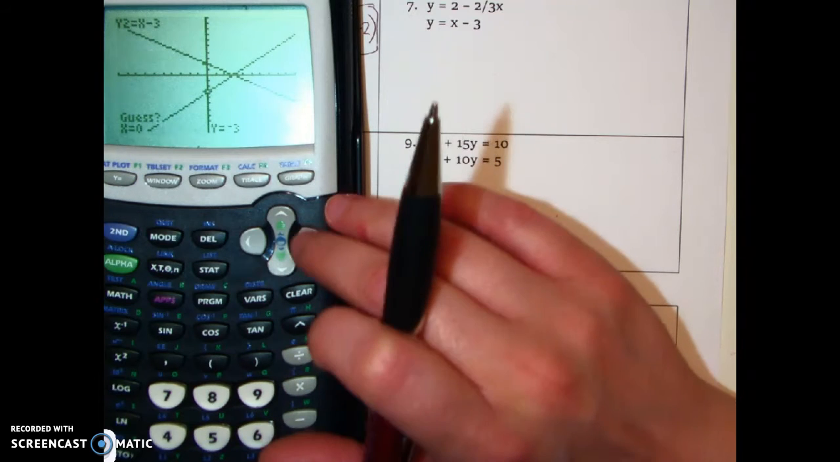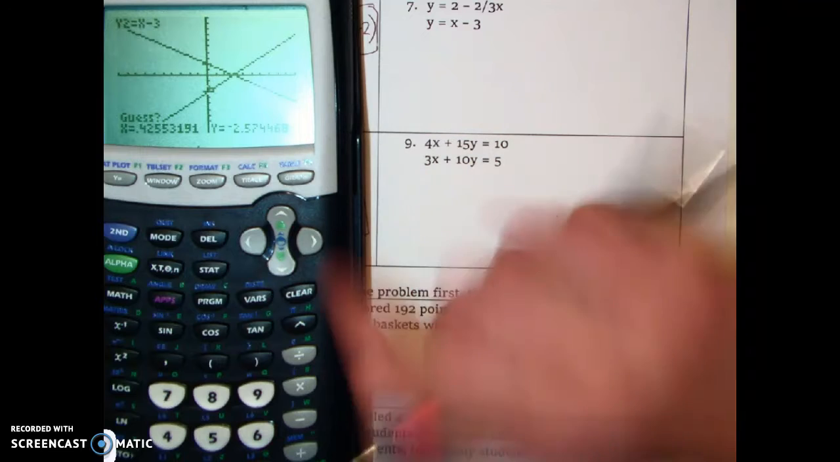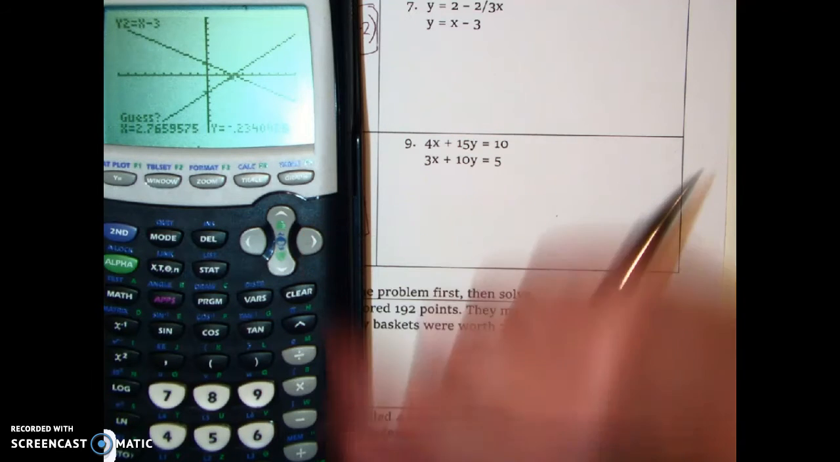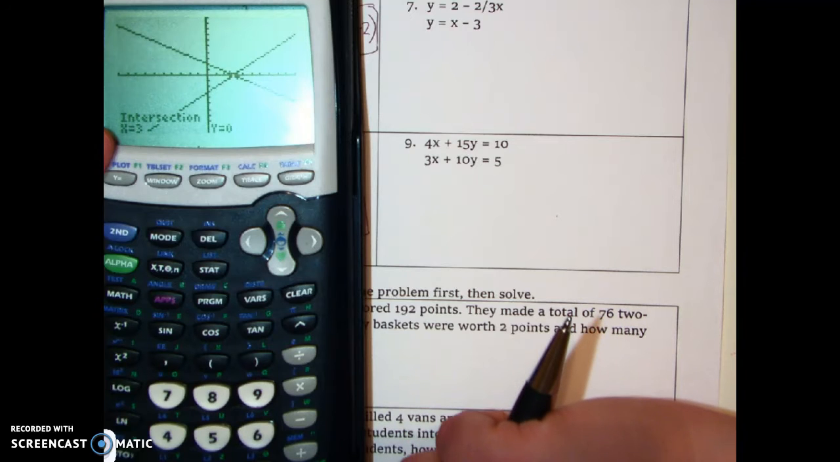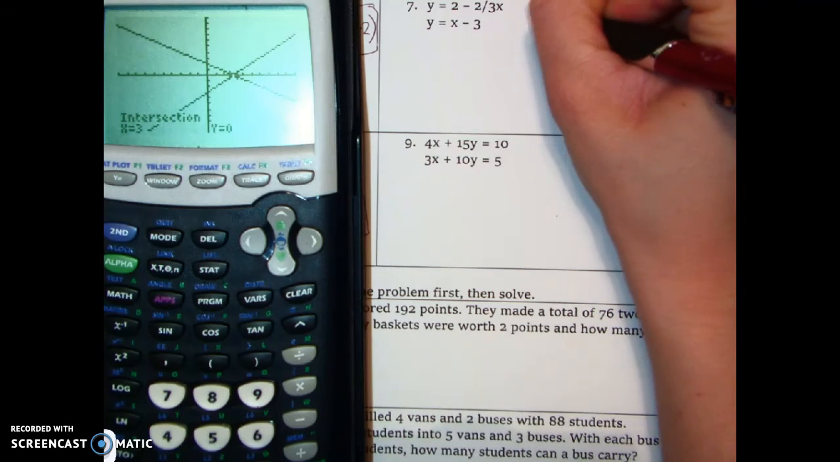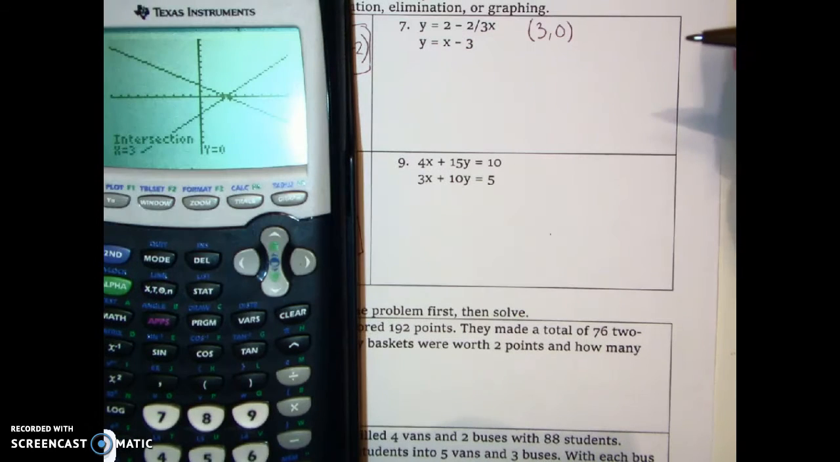And when it says guess, you need to move your dot over. I'm pressing this arrow right here. Move the dot up a little bit to where the intersection is. And hit enter. And it tells you the intersection is 3, 0. So my answer is 3, 0. Okay, that will kind of come in handy on the state test because it's timed, so you're going to have to go through it pretty quickly.